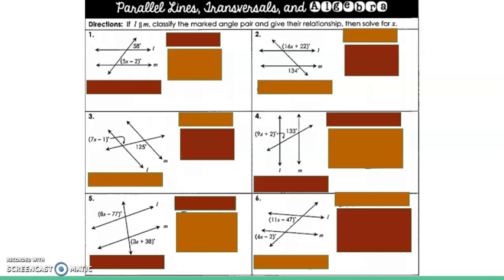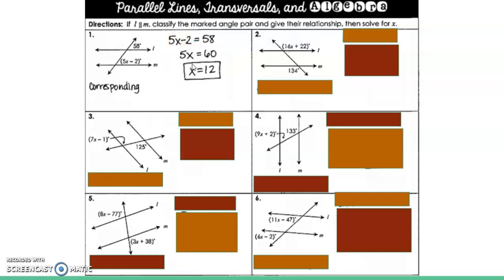These two angles that they gave us, one is an algebraic expression, this 5x minus 2. And if I look at the relationship that that angle has to 58, they are corresponding angles. Corresponding angles are congruent, so we're going to set those equal to each other. Once we set them equal to each other, we're going to solve for x like we normally would. So we're going to add 2 on both sides and divide by 5 to get that x equals 12.